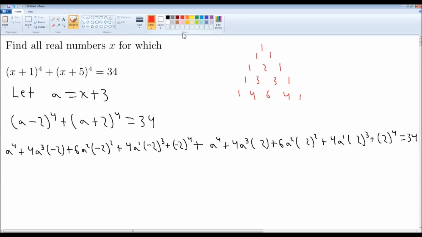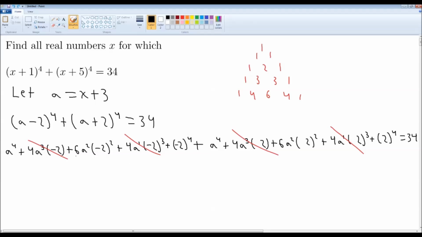Okay, but now there's some nice canceling that's going to go on. This term right here is going to cancel with this one because one's the negative of the other. Likewise, this one is going to cancel with this one. When you have a negative number cubed, you're going to get a negative number, and so it's going to cancel with this. However, the rest of these are not going to cancel because when you have a negative squared or a negative to the power of 4, those become positive.